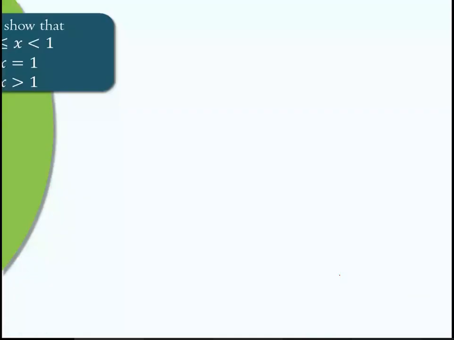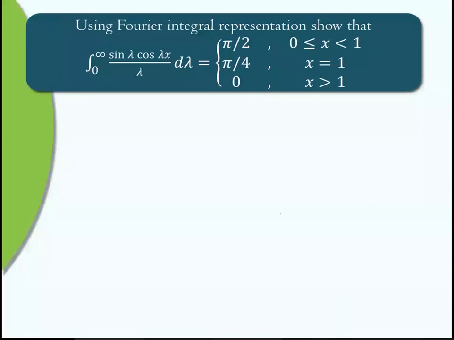Consider the first problem. Using Fourier integral representation, show that the integral from 0 to infinity of sin λ cos λx divided by λ dλ is equal to π/2 for 0 ≤ x < 1, π/4 for x = 1, and 0 for x > 1. Okay, now it is a "show that" problem and it is asked to use the Fourier integral representation.